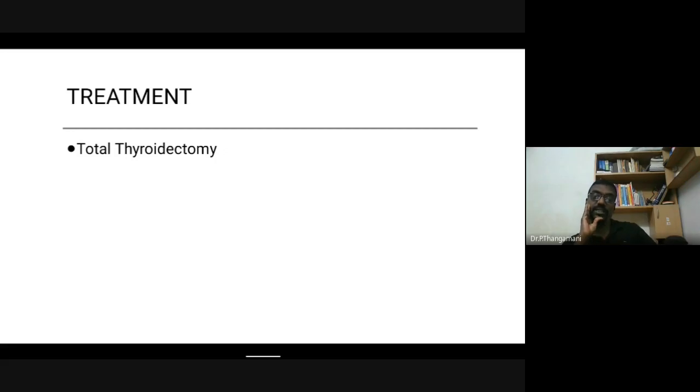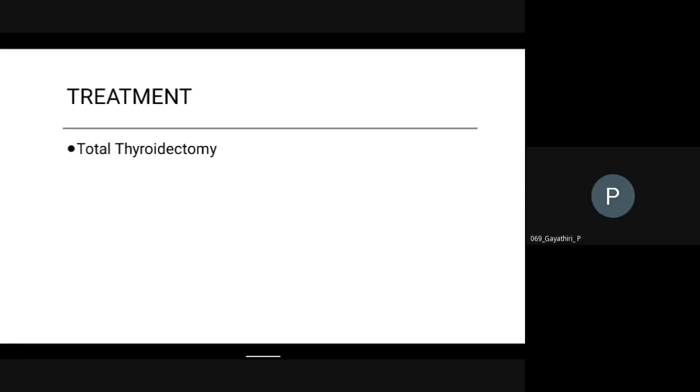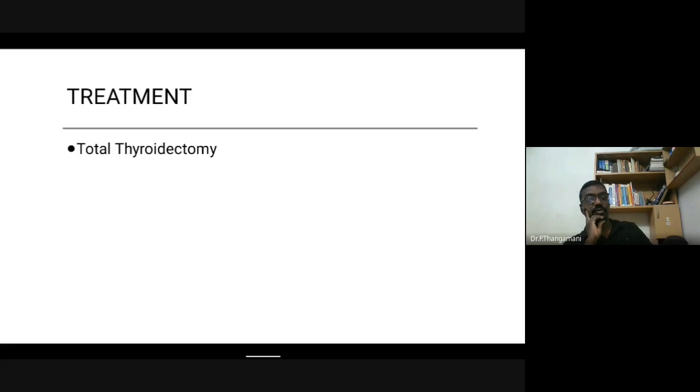Some examiners will want you to tell both lobes with isthmus also, but get to know about both aspects. Okay, total thyroidectomy is the removal of all visible thyroid tissue, including both lobes and isthmus, you can tell. Okay, how will you do the surgery, ma?